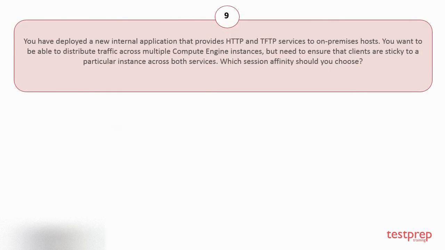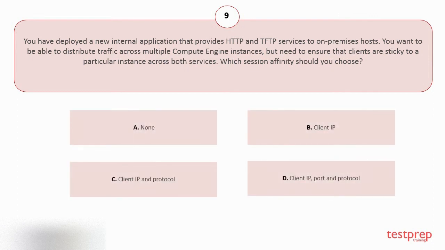Question number 9. You have deployed a new internal application that provides HTTP and SFTP services to on-premises hosts. You want to be able to distribute traffic across multiple Compute Engine instances, but need to ensure that clients are sticky to a particular instance across both services. Which session affinity should you choose? Your options are: A. None. B. Client IP. C. Client IP and protocol. D. Client IP, port and protocol. The correct answer is option B.